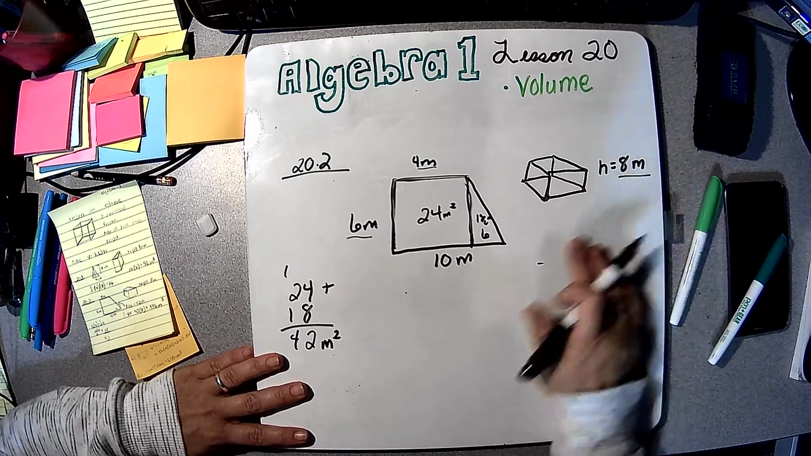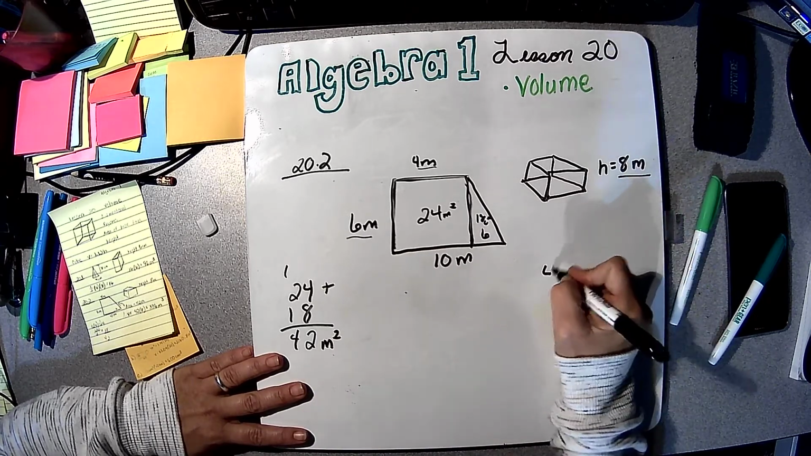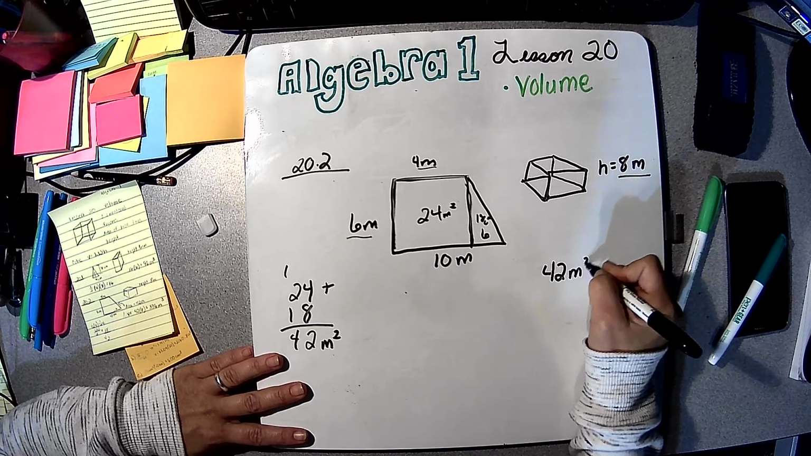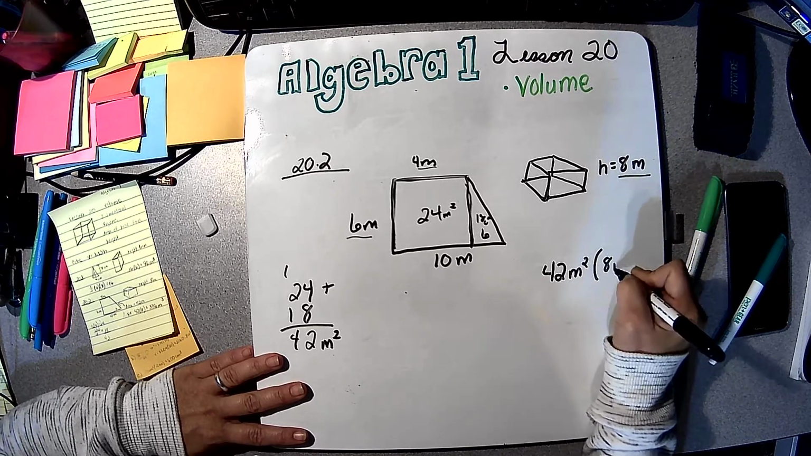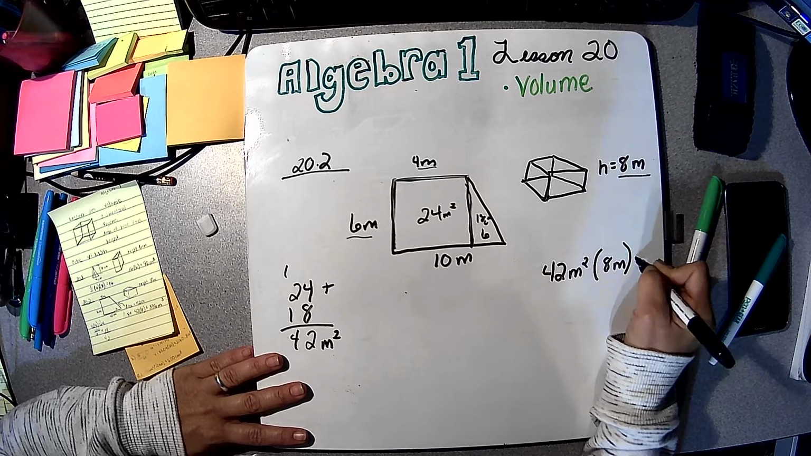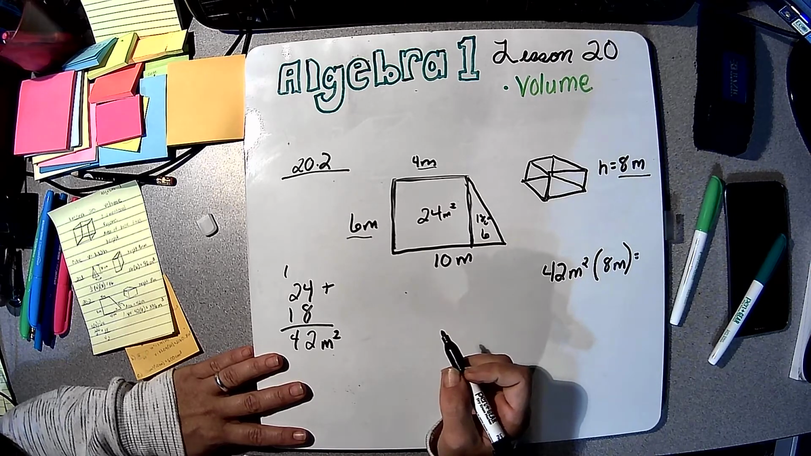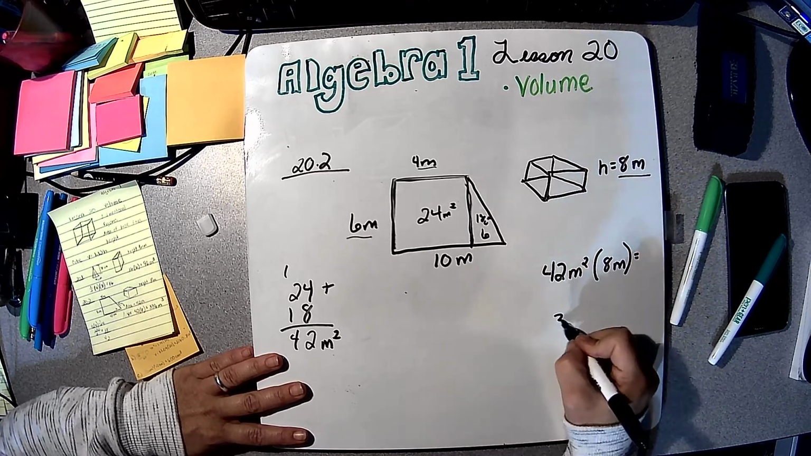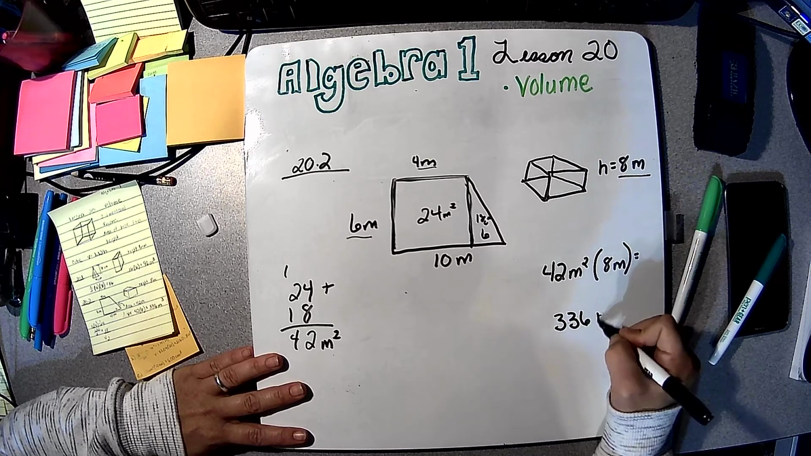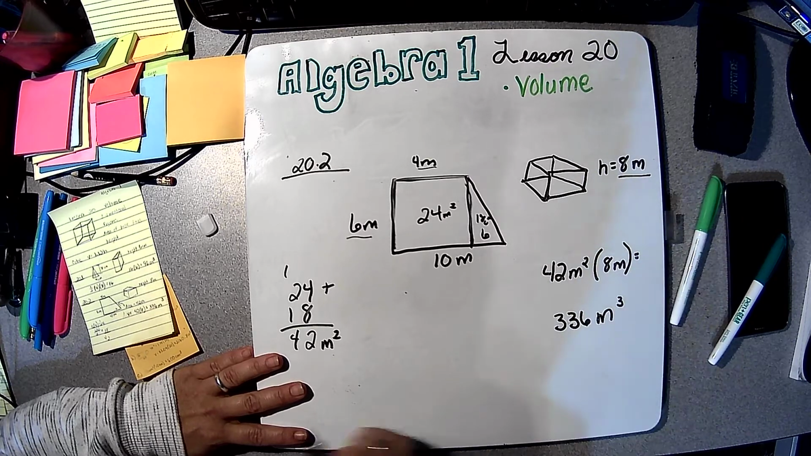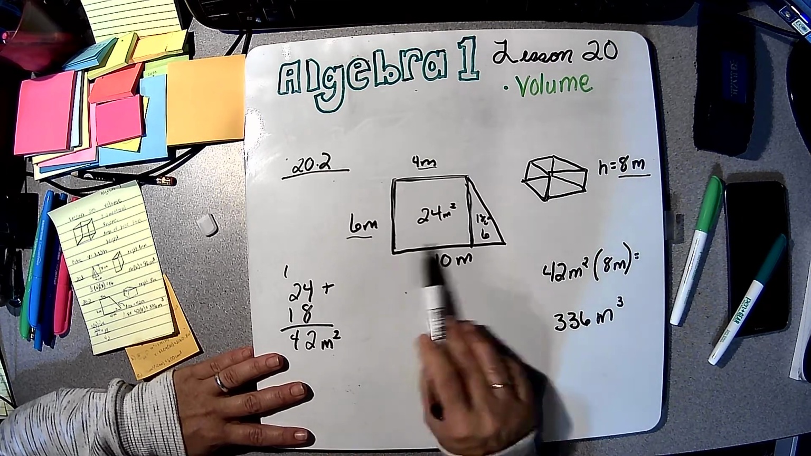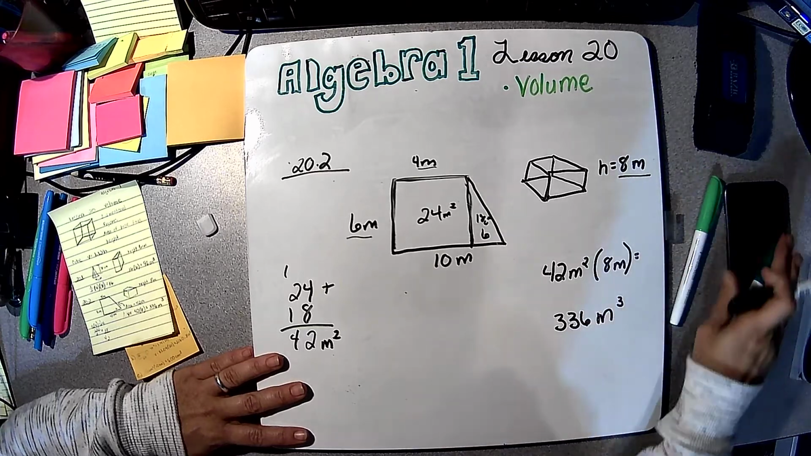Now we have to multiply that times the height. So 42 meters squared times 8 meters, which is our height, and we're going to get 336 meters cubed. Okay, so figure out the area of your base and then just multiply it times your height.